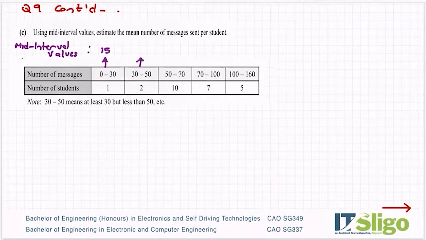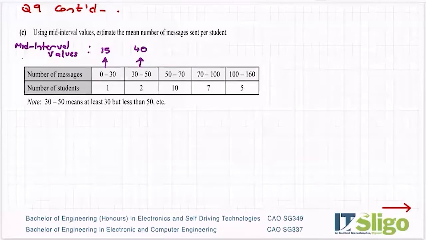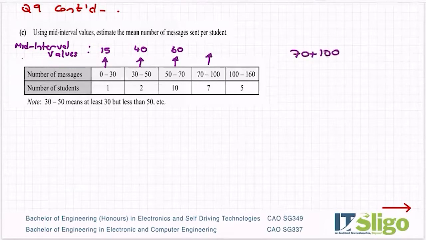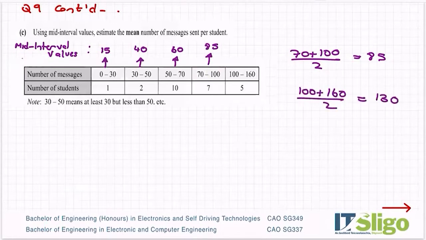Halfway between 30 and 50 is 40. Halfway between 50 and 70 is 60. Halfway between 70 and 100. Now you don't have to do it in your head. If you add the two numbers together and divide by 2, you'll get halfway between them. So check it on your calculator if you need to. And that's how you calculate the mid-interval values.